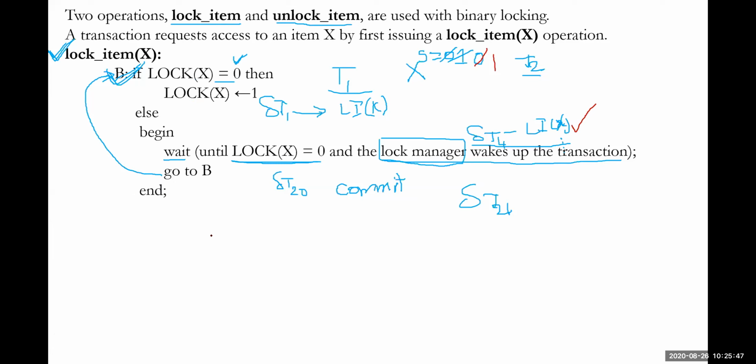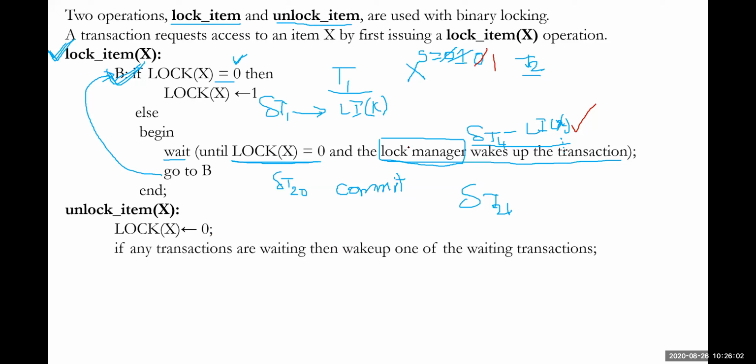When unlock item is applied by you, what exactly could happen? Immediately the lock status of that particular item must be changed to 0. If it is 1, it will be changed to 0. Soon after this lock is changed, if any other transactions have requested the same item, they will be woken up or assigned the item's lock on a first come first served basis.